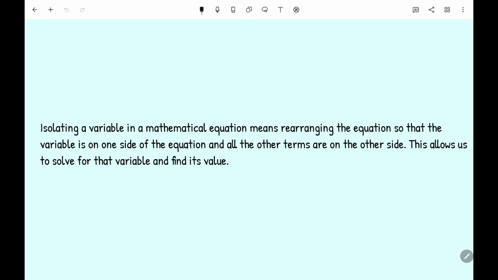The first thing we want to know is, what does isolating a variable mean? Isolating a variable in a mathematical equation means rearranging the equation so that the variable is on one side of the equation and all the other terms are on the other side. This allows us to solve for the variable and find its value.